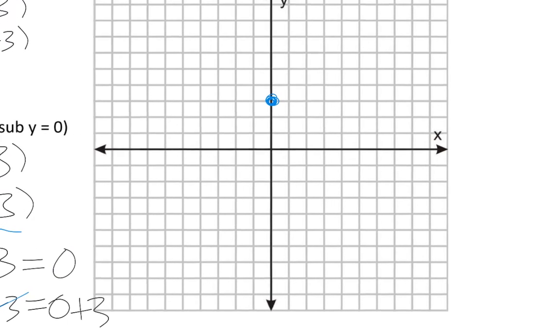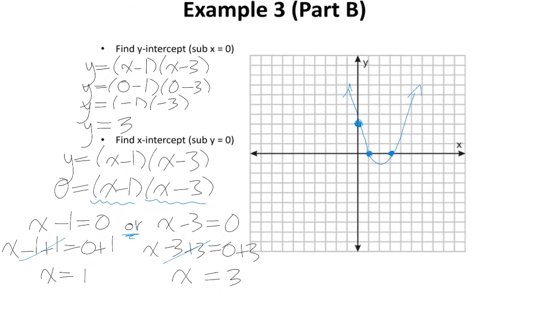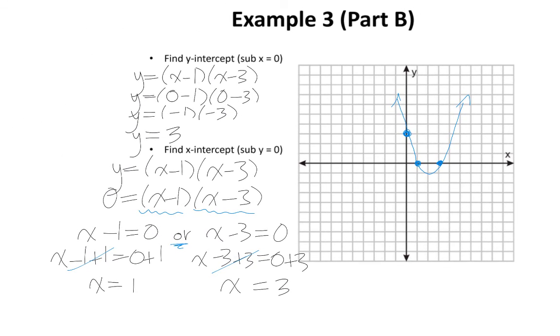Let's go ahead and write them in. So 1 is over here and 3 is over there. Remember, we want to draw a nice, smooth, and symmetrical parabola. So I think it's going to look something like that. And there you go. We've just factored and graphed our parabola using its y and x intercepts.